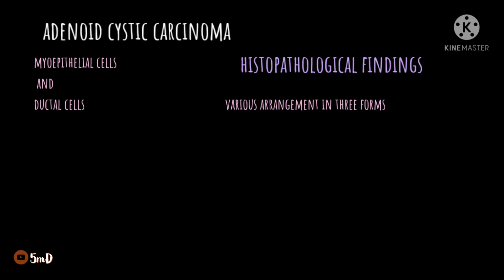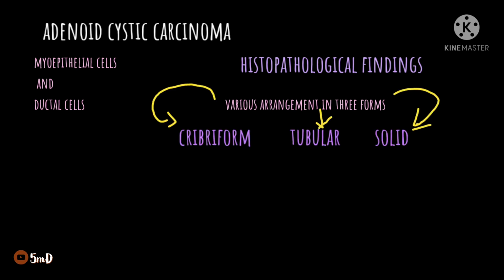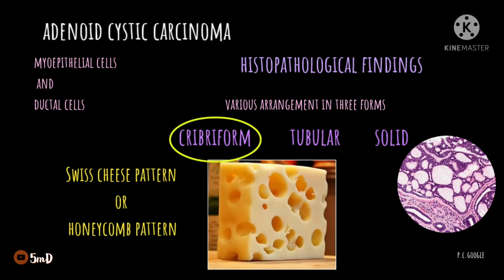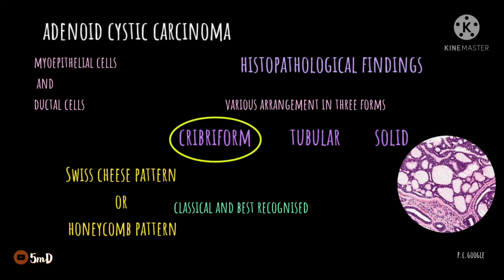As we saw earlier, it is mainly composed of the myoepithelial cells and the ductal cells. And the pattern of arrangement of these cells are three main patterns, that is cribriform pattern, which is classic in adenoid cystic carcinoma, tubular pattern, and solid pattern. The cribriform pattern resembles a Swiss cheese pattern or a honeycomb pattern. It is the most classical and the best recognized pattern.